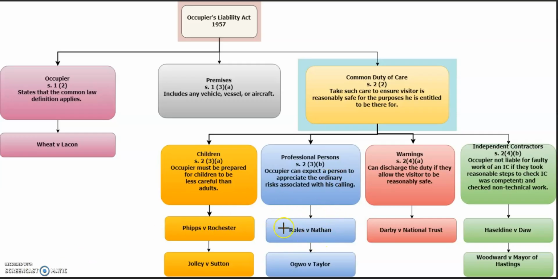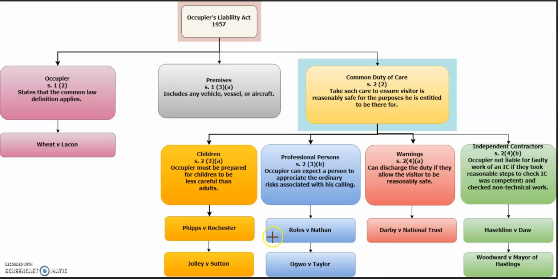So the classic case here of Roles and Nathan is where we had two brothers who were chimney sweeps who were cleaning the flues in the occupier's home. And the flues of the chimneys were dangerous due to carbon monoxide poisoning, and unfortunately the chimney sweeps were poisoned. Our defendant occupier was not liable in this case because the dangers of carbon monoxide poisoning was sort of a normal risk of dealing with chimneys, and therefore our chimney sweeps should have guarded against that ordinary risk.